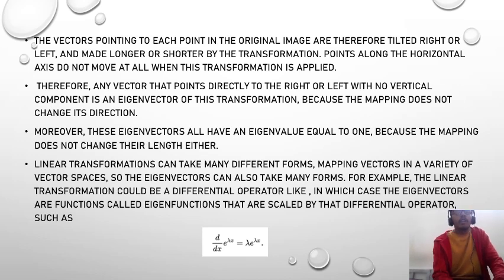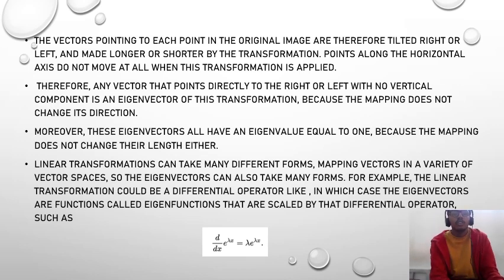Therefore, any vector that points directly to the right or left with no vertical component is an eigenvector of the transformation because the mapping does not change its direction. Moreover, these eigenvectors all have an eigenvalue equal to 1 because the mapping does not change their length either.